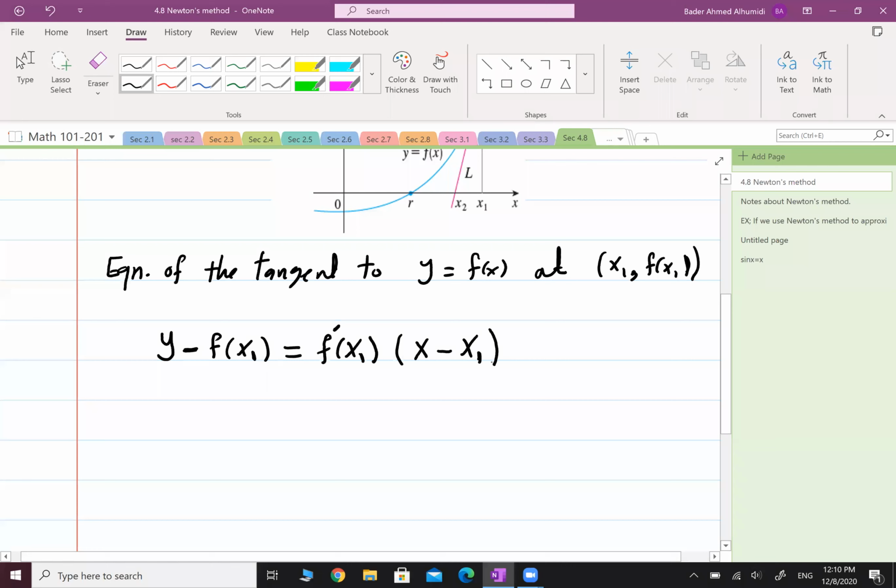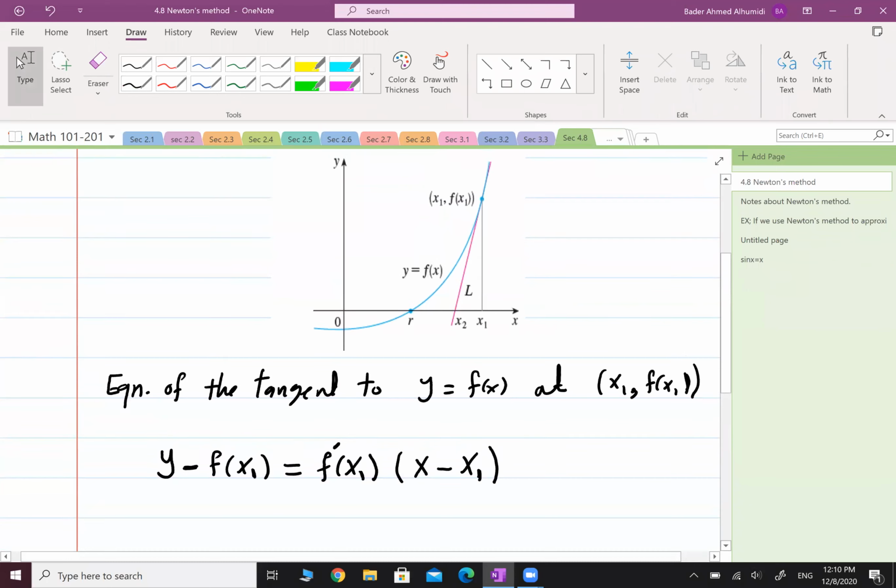Now the method says the following. What you need to do is try to find the x-intercept of this line. Clear? So we start with x1. We have a point here, x1 and f of x1. We draw a tangent.